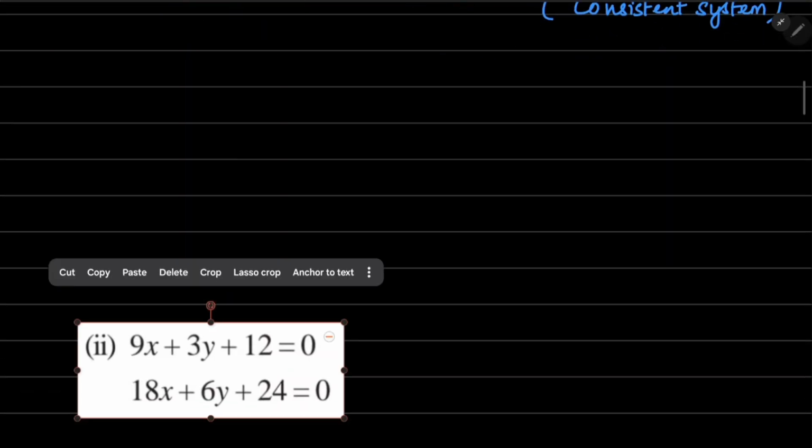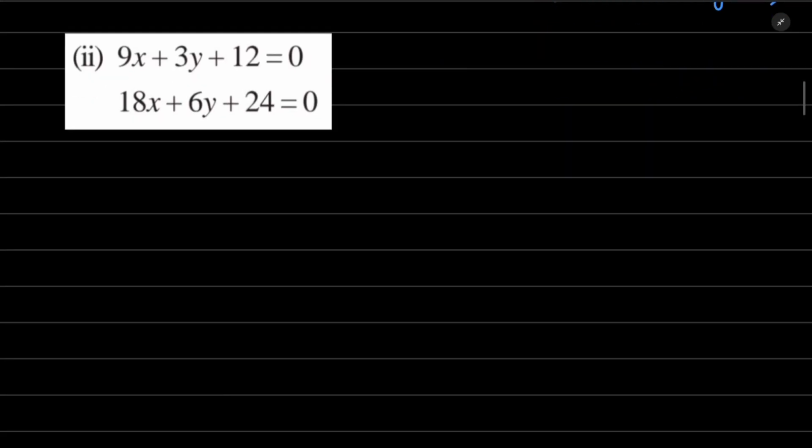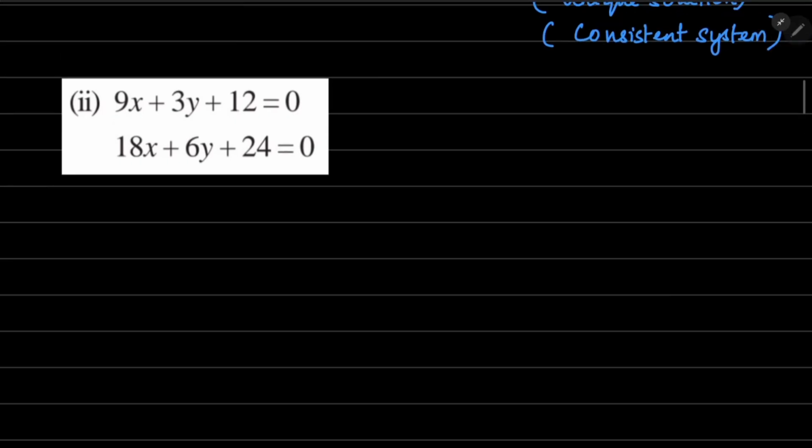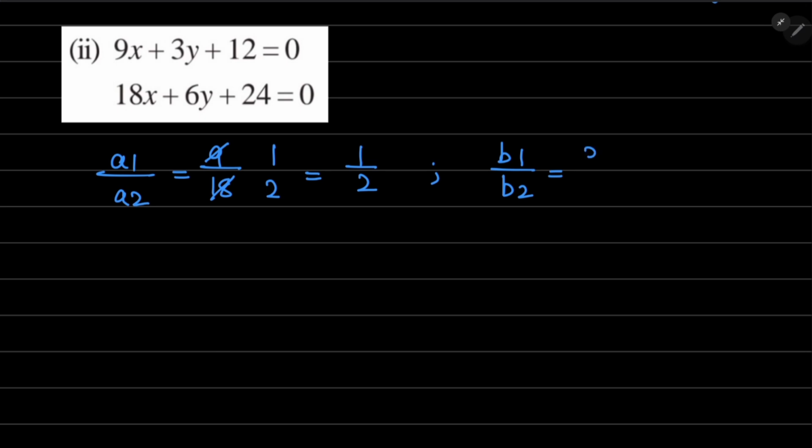Now let's move on to the second question. Here also we have to again take a1 by a2. So what do you get? a1 by a2 is nothing but 9 by 18. And what is 9 by 18 when you reduce it further? 9 ones are 9, 9 twos are 18. So it's nothing but 1 by 2. What is your b1 by b2? It's 3 by 6. Again, 3 ones are 3, 3 twos are 6, so 1 by 2.